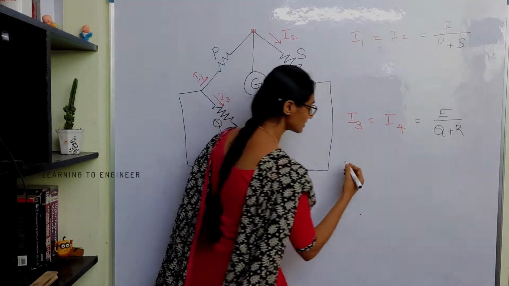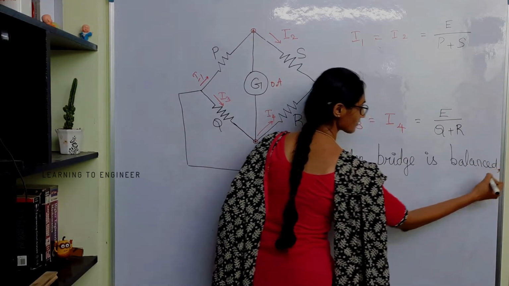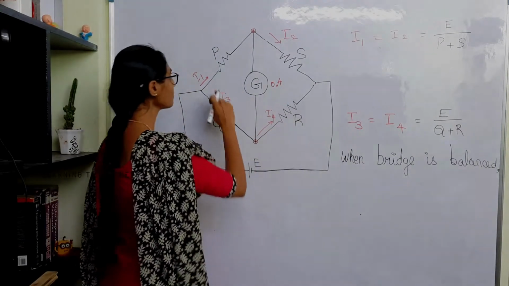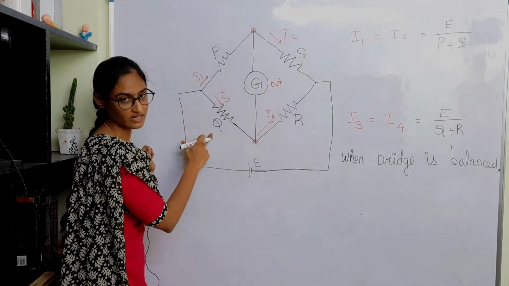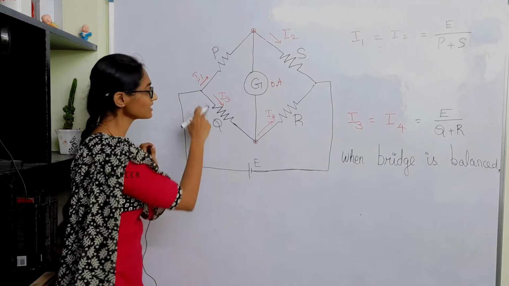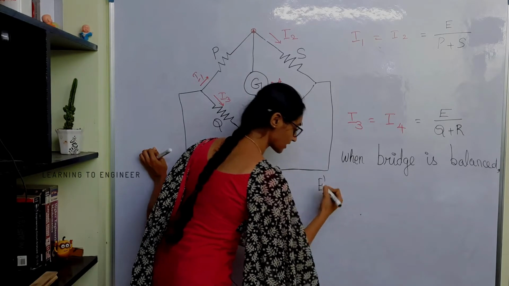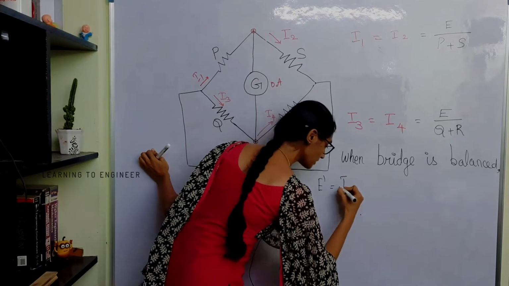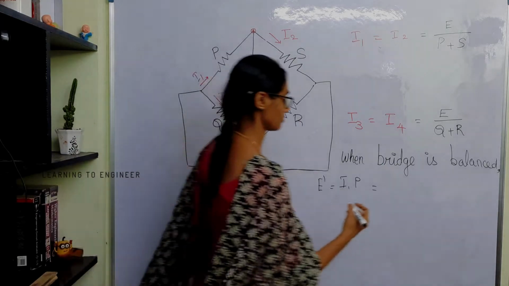When the bridge is balanced, the potential across these ends is the same. So therefore, I1 into P will be the same as I3 into Q, right? Because the potential difference across those ends will be the same, and hence we can say that the potential, let me mark it as E dash, is equal to I1 times P, which is also the same as I3 times Q.